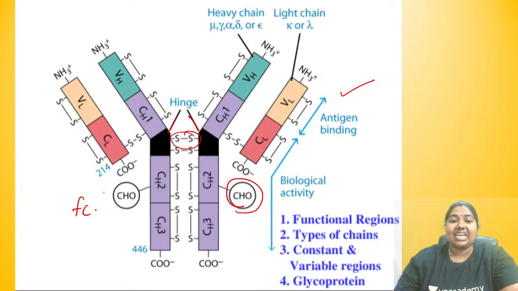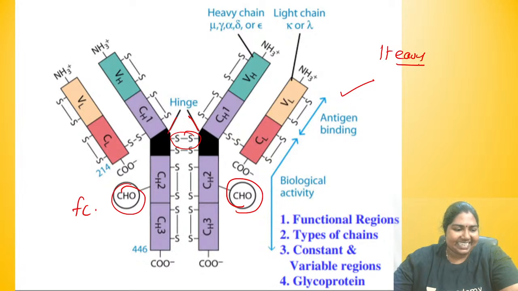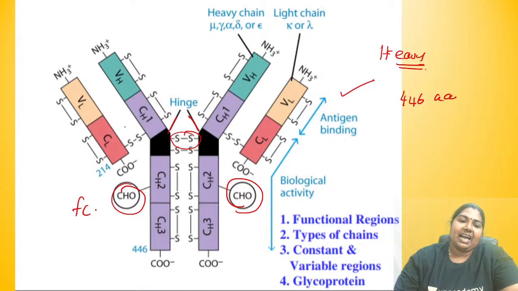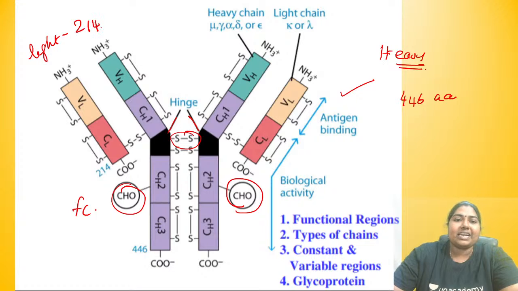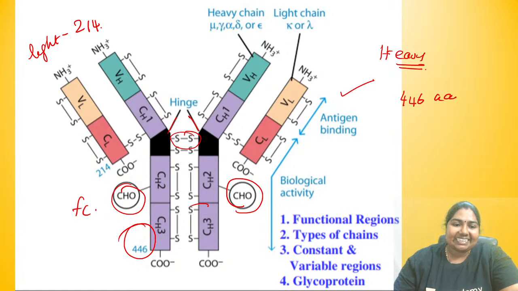Here you have this CHO group, and one more thing you have to remember is the number of amino acids. The heavy chain contains 446 amino acids, and the light chain, it is very light, contains 214 amino acids. So for heavy chain it is 446, for light chain it is 214.